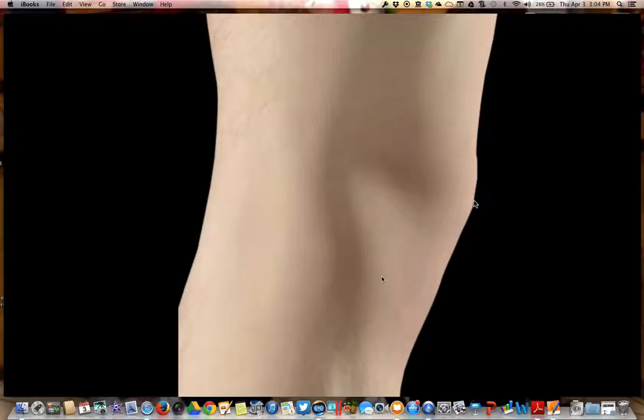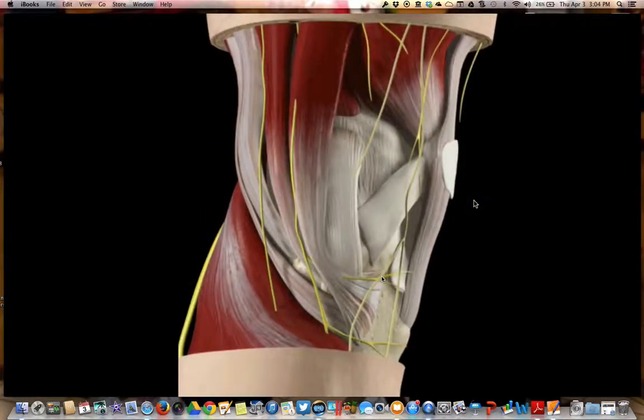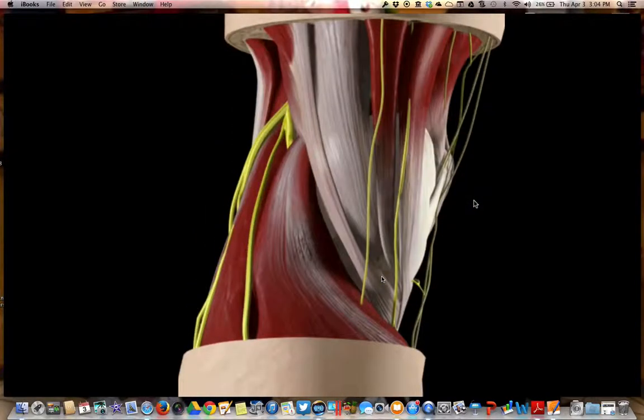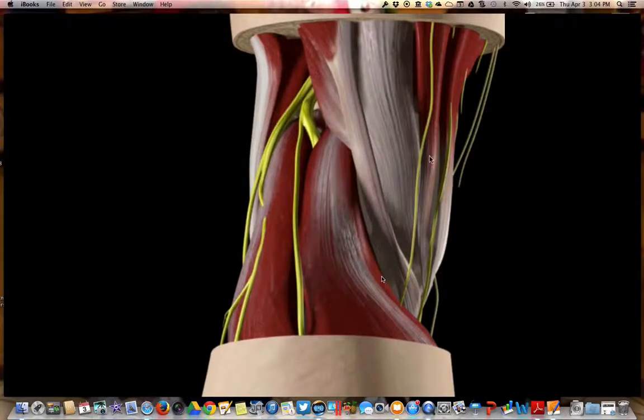Let's remove some layers. Here we can see the key structures: the semimembranosus tendon coming down, which is primarily muscle behind the knee, the semitendinosus, which is primarily tendon behind the knee, and the medial head of the gastroc. This junction is very important between the semimembranosus and the medial head of the gastroc, as that is where a Baker's cyst will form and come through. We'll look at that in greater detail in a little bit.